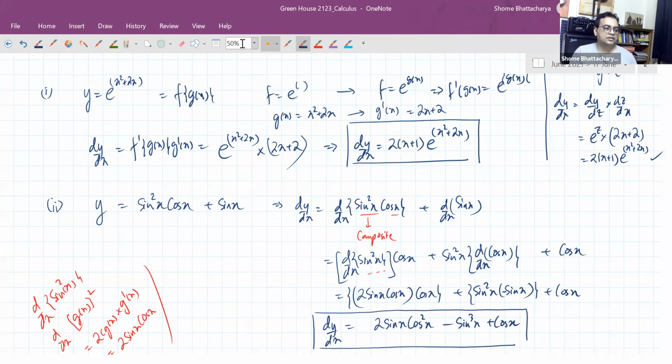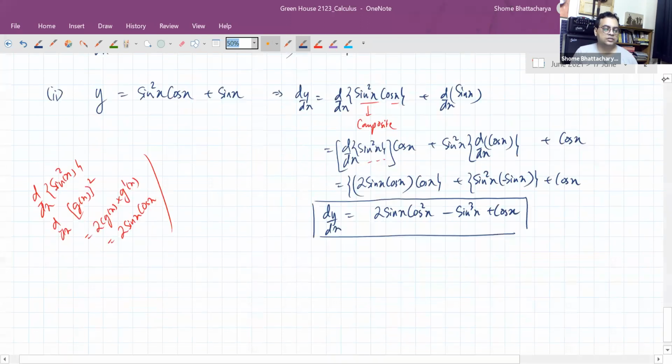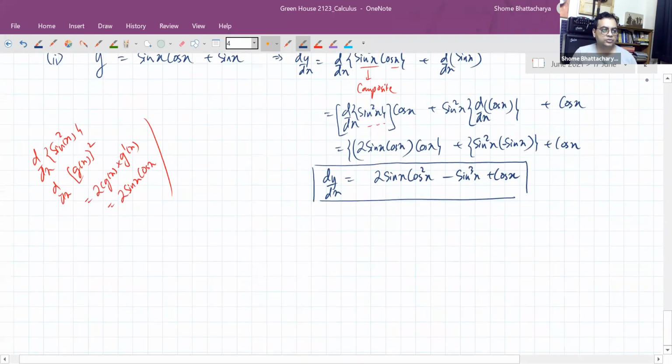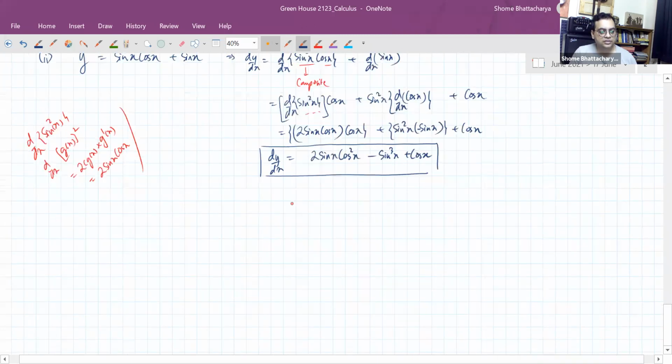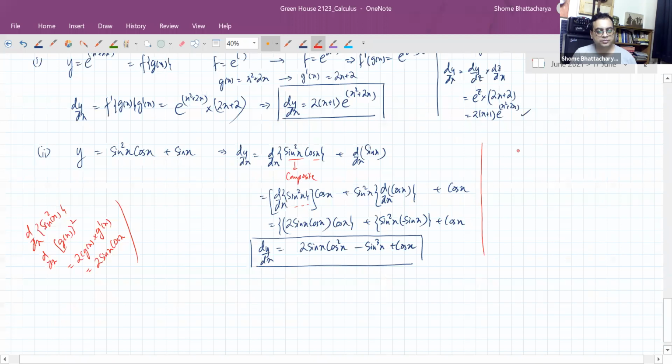Now, once again, you might want to do this separately using the steps of the chain rule method. So you can do that also. We just want to separately understand this step here, the differentiation of the sine square x step.